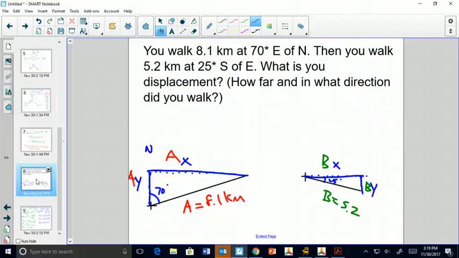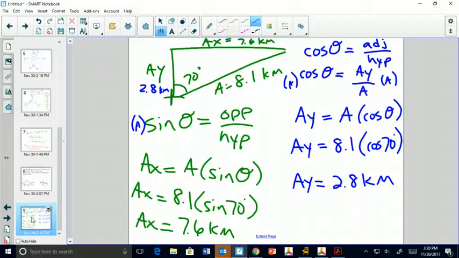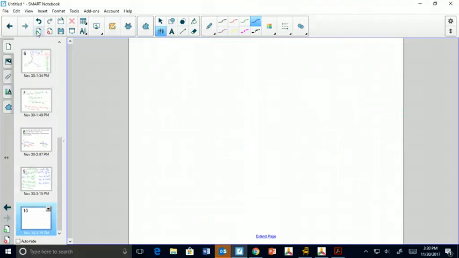In some of your problems, they give you one of these that have a degree, and the other one is just going straight east, west, north, south. Well, then we don't have to do the other triangle because it's only moving one direction. But because in this problem we have two different angled motions, we have to now do the same thing that we did for A, we must now do for B.